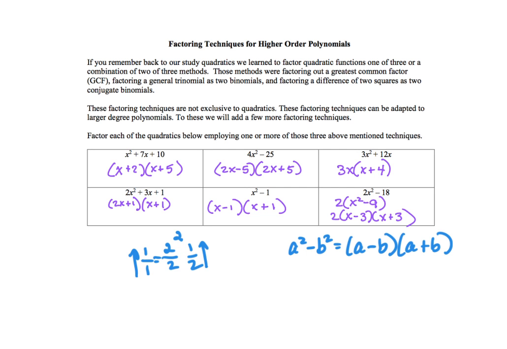This one was a difference of squares, factored just like the one above it. And then finally, with this one, I have to factor out a GCF first, and then I notice it's the difference of squares, and it factors like this.